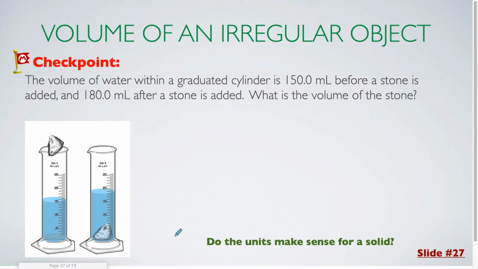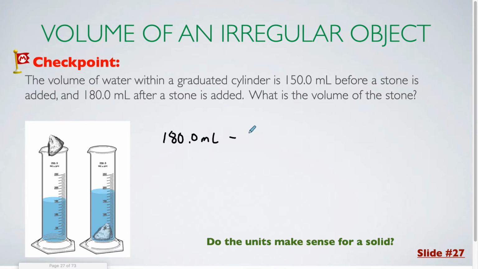The volume of water within a graduated cylinder is 150 milliliters before a stone is added, and 180 milliliters after a stone is added. What is the volume of the stone? Well, the change in the water level is based on the object which is now submerged within the water. So if we subtract these two values, we should be able to find the volume of the object that was placed in the water.